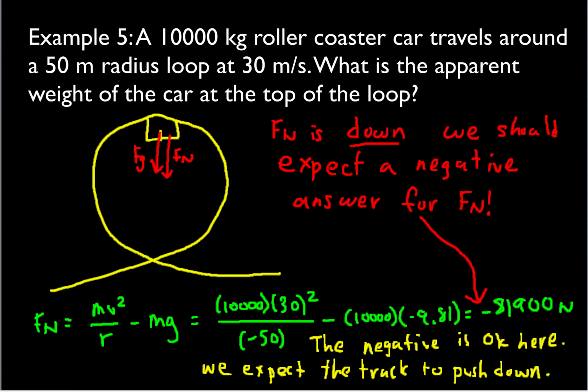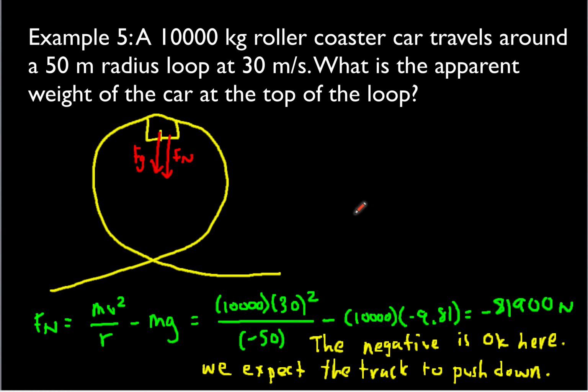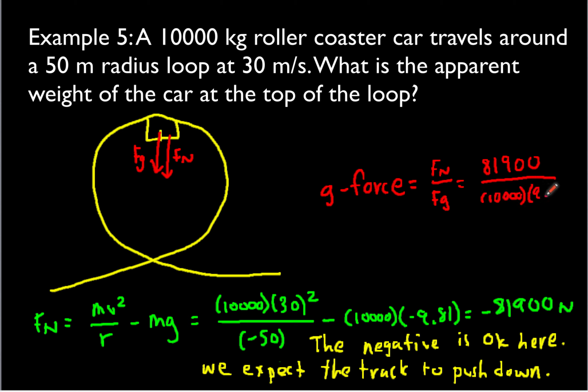We can also calculate the g-force on our loop. The g-force is equal to the normal force divided by the regular force of gravity, Fn divided by Fg. This is the 81,900 newtons that we calculated for the normal force, divided by force of gravity, which is 10,000 times 9.81. This gives us a g-force equal to 0.83. So at the top of a loop, we also experience a reduced apparent weight. So you feel lighter at the top of a loop than you normally would.